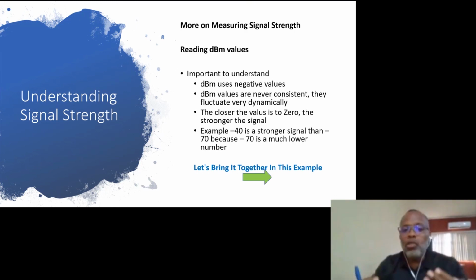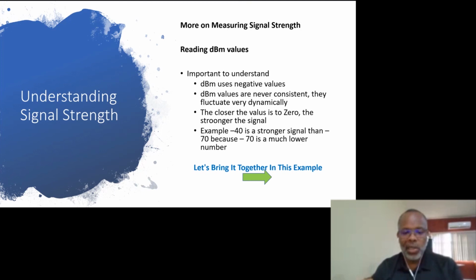All right, so how do we read dBms, or decibel milliwatts? First of all, it's important to understand that dBm uses negative values. We're not talking about positive values here, guys. So you may see some applications providing information like -30, -20, and you may be confused. I hope I've just started to clear up that confusion. So dBm uses negative values.